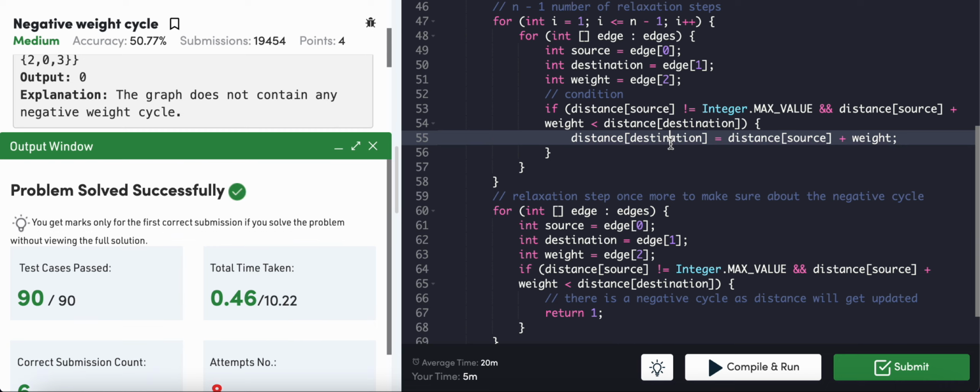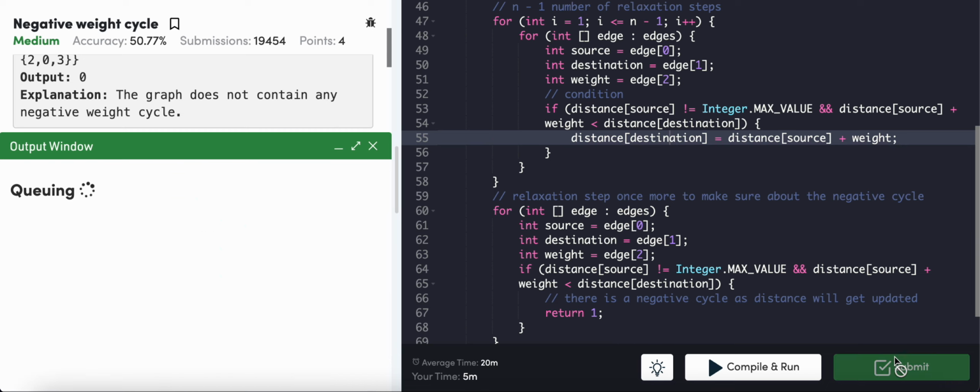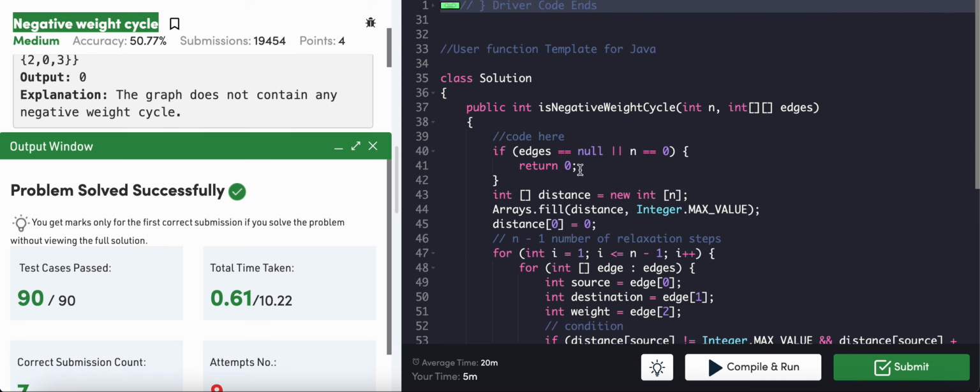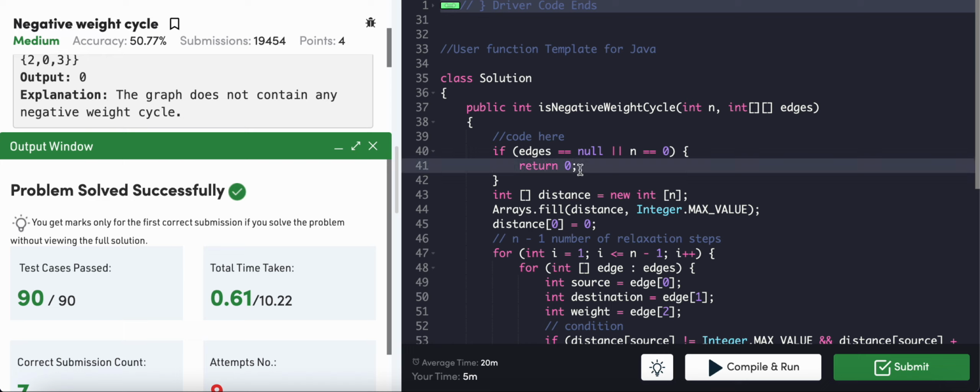Wow. Once more, let me look at that animation here. It first increases, then it decreases. Oh, now it's fine. So that's our algorithm. This is nothing but, if we have a negative weight cycle, straight away applying the Bellman-Ford algorithm. So that's the problem of the day.